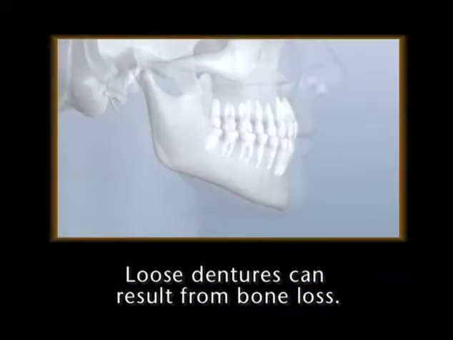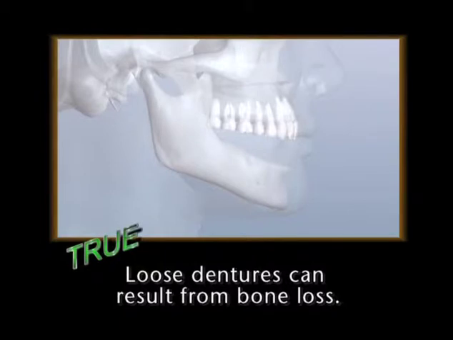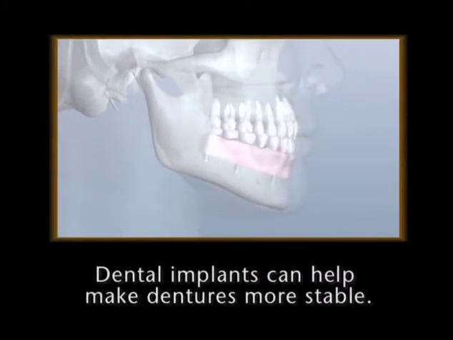Before we close, let's take a few moments to review some questions that many patients ask. True or false? Loose dentures are often the result of a natural pattern of bone loss after teeth are lost. This is true. Is the following statement true or false? In many cases, dental implants can help make loose dentures more stable. It's true that in some cases, dental implants can help make loose dentures more stable.